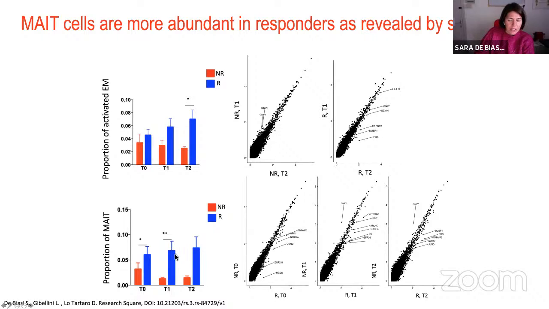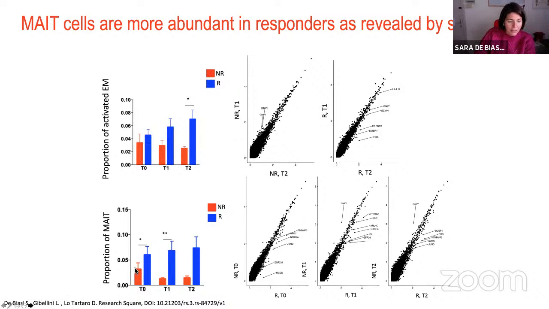But what we found really interesting is that the proportion of mucosal associated invariant T cells in percentage was higher from time 0, so before therapy, and this difference was maintained also after 1 cycle and 2 cycles of therapy. Not only the proportion was different, but also from a gene expression profile, these cells in responders were characterized by higher level of activating markers, such as, for example, FOS, JUN again, and DUSP, and the higher level of granzyme K and CXCR4.